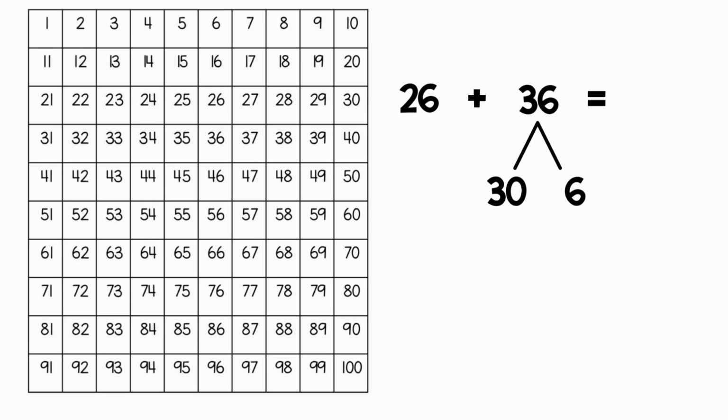36 should be broken into 30 and 6. Check your work and correct it if you need to. Now, start at 26 and add 36, by adding 30 first and then 6. Remember, to add tens, you go down rows. To add ones, you go across columns and start at the beginning of the next row when you get to the end. Press pause now while you work, then press play.